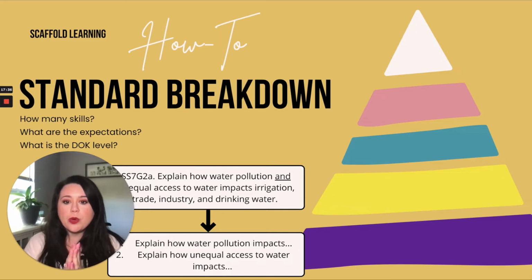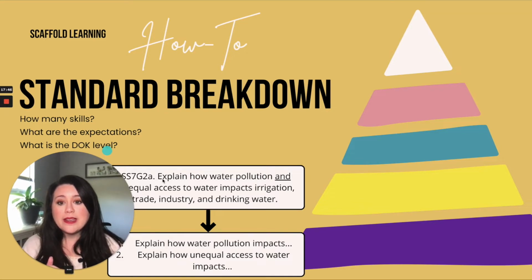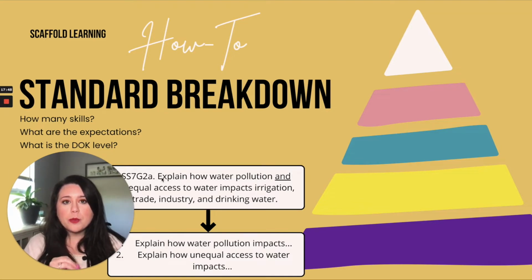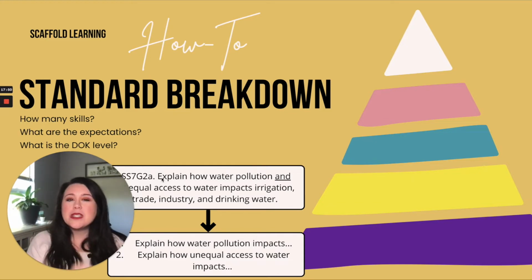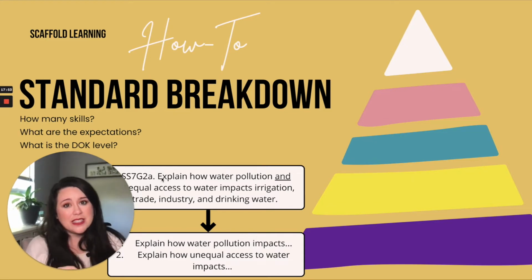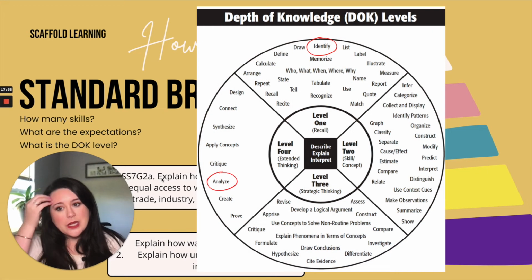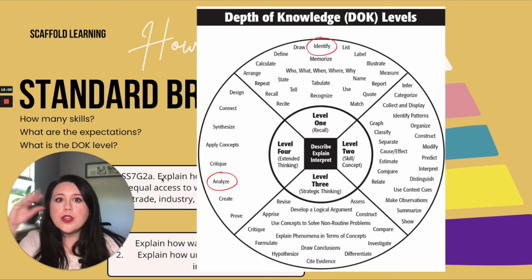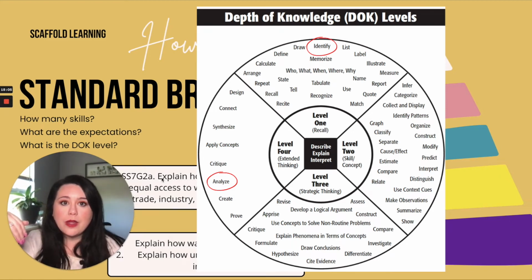And I also want to point out the rigor is going to depend on the verb of your standard. So here we have "explain how water pollution." Sometimes in our geography standards we have identify, we have locate, or we have explain. Those are typically the ones that we see in our geography standards. So the rigor of locate and identify is much lower than the rigor of explain. So those are things you have to be aware of with your DOK level.